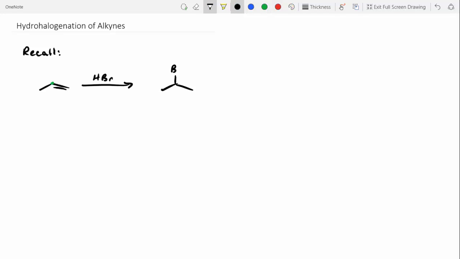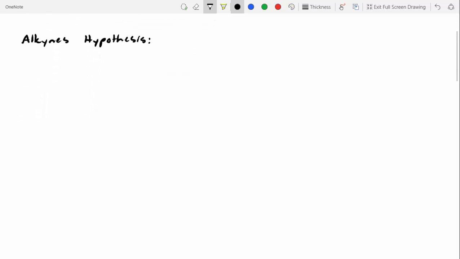So in this case, we would add bromine across here. So let's make an alkyne hypothesis. I want you guys to help me with this. We're going to use a terminal alkyne. We're going to react it with HBr. Which side of the alkyne is going to react? Do you think it's going to react with the green side or the blue side? Blue side. Where's the bromine going to end up? On the green or blue carbon?